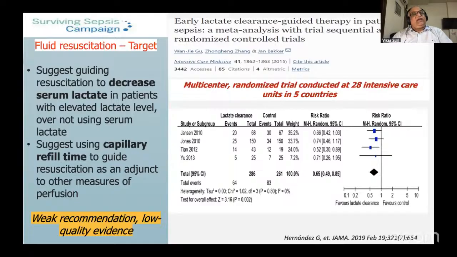Is there another way we can tell the duration of fluid resuscitation? Well, there are two parameters which are compared. That is the decrease in the serum lactate. If you see the sepsis bundle, it was written that you remeasure the lactate after 6 hours. And this multicentric trial showed that remeasuring lactate and a decrease in lactate was a very good marker in guiding fluid resuscitation.